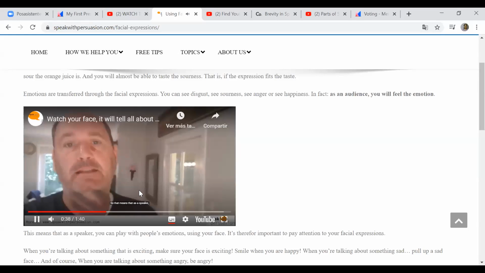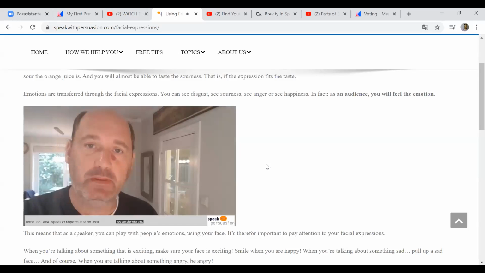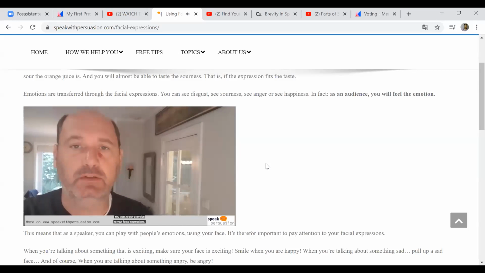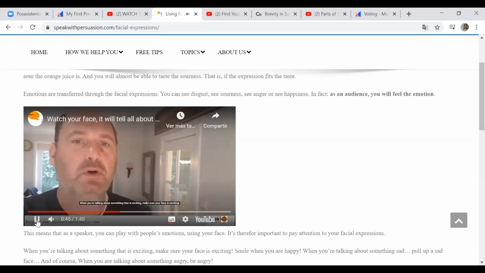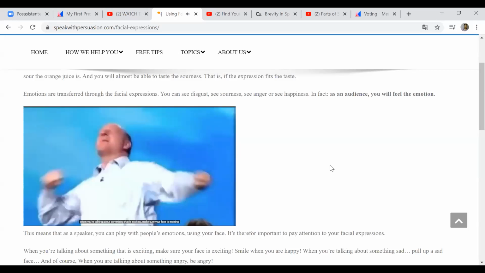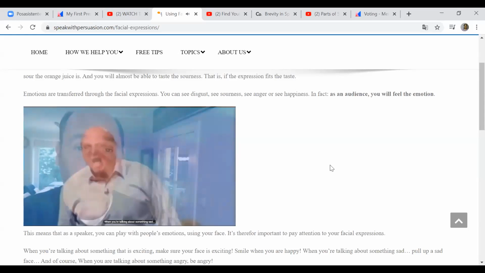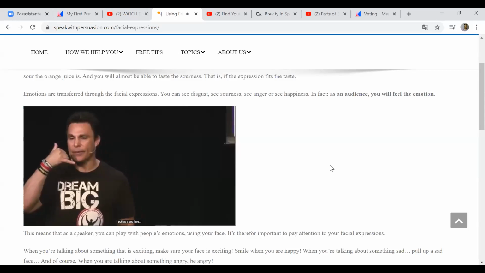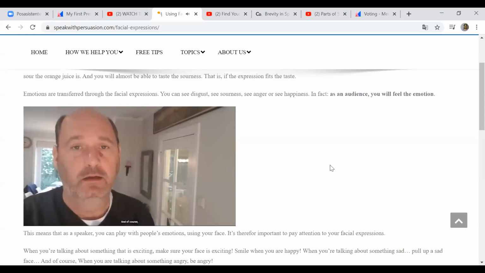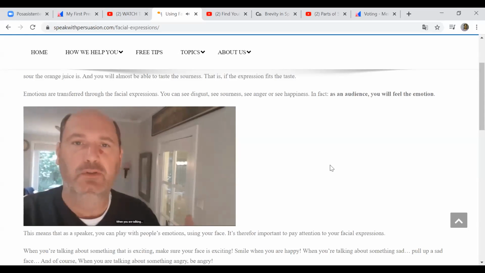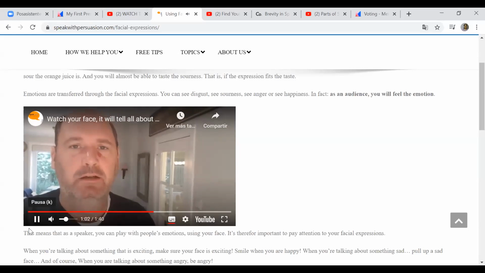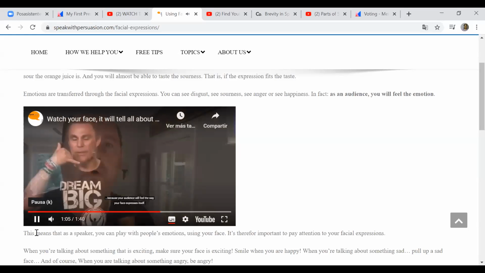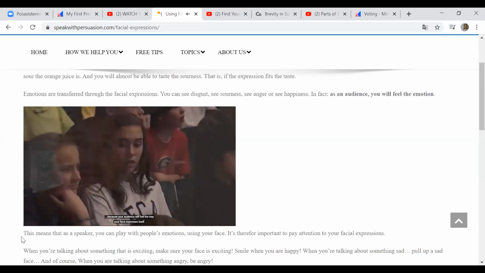So that means that as a speaker, you can play with this. You want to pay attention to your facial expressions. When you're talking about something that is exciting, make sure your face is exciting. When you're talking about something sad, put up a sad face. And of course, when you're talking about something angry, be angry. Think about your facial expressions, because your audience will feel the way your face expresses itself.